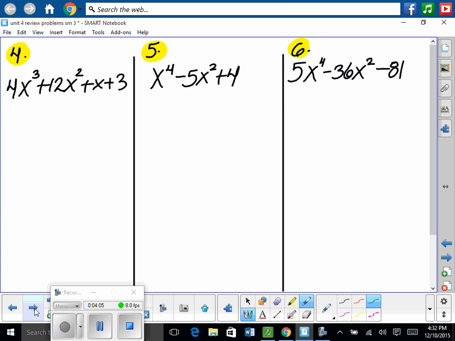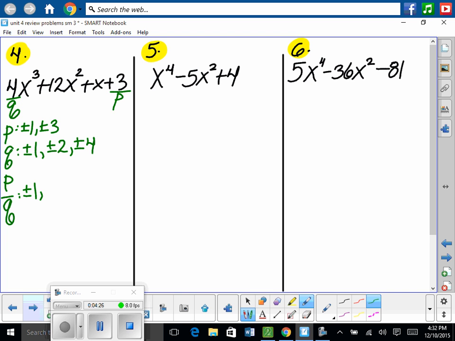So number 4, this is our Q, this is our P. P is plus or minus 1, plus or minus 3. Q is plus or minus 1, make sure you list them all, plus or minus 2, plus or minus 4. Those are all factors of 4. So then all possible P divided by Q's, this one's a little bit bigger. 1 over 1 is 1, 1 over 2 is 1/2, 1 over 4 is 1/4. So I just took care of 1. 3 divided by 1 is 3. 3 divided by 2 is 3/2, so plus or minus 3/2. And then 3 divided by 4 is 3/4, so plus or minus 3/4.